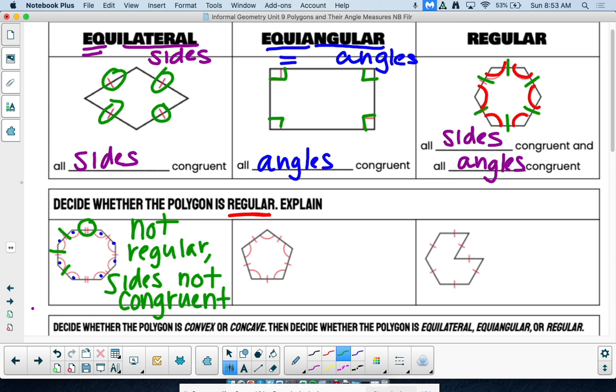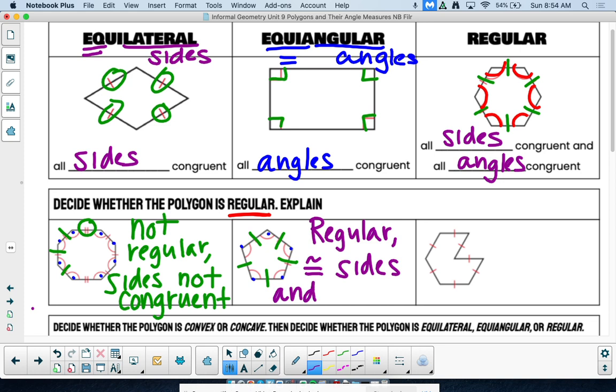Perfect. Very good. All right, let's check the next one. Let's see. Do all of our angles have an arch mark? Yep. All of our angles are good. Now let's check our sides. 1 tick mark, tick mark, tick mark, tick mark, tick mark. Hey, this one is regular. Why? We're going to say congruent sides and angles. It fit the definition.